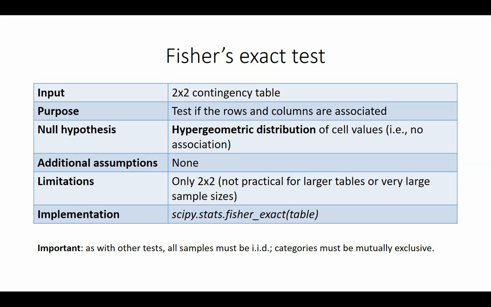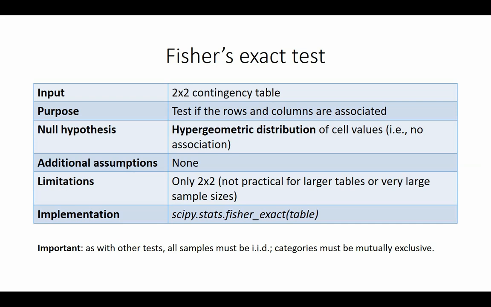If you have a 2x3 or a 3x3, then you have many more degrees of freedom, and it really grows exponentially. So the more slots you have in a table, the more combinations you have, and then it becomes impractical to actually calculate it. And you saw the kind of implementation in SciPy.